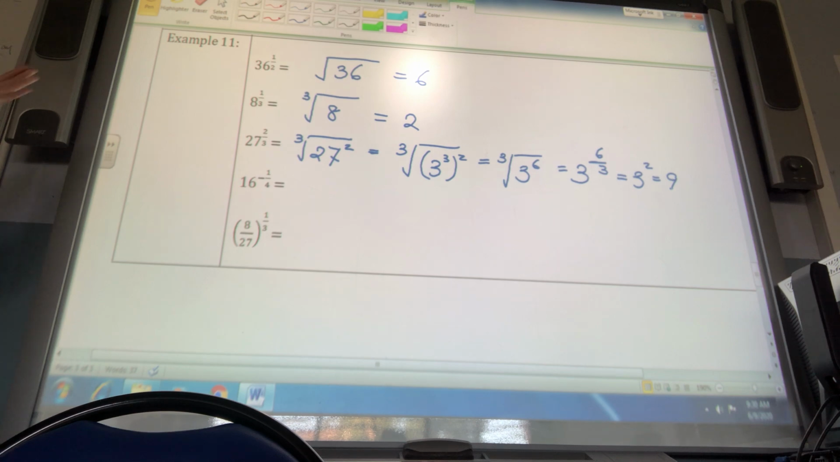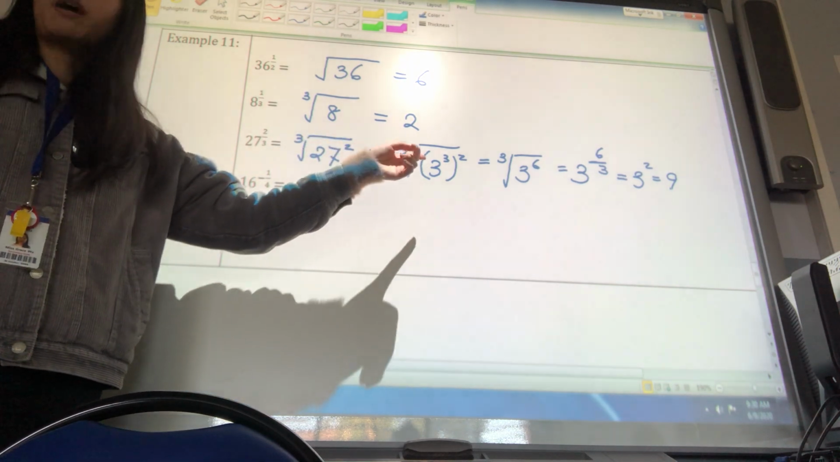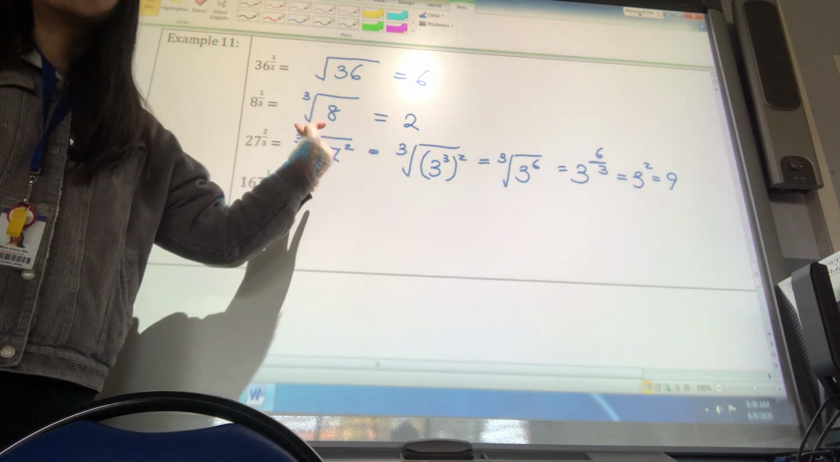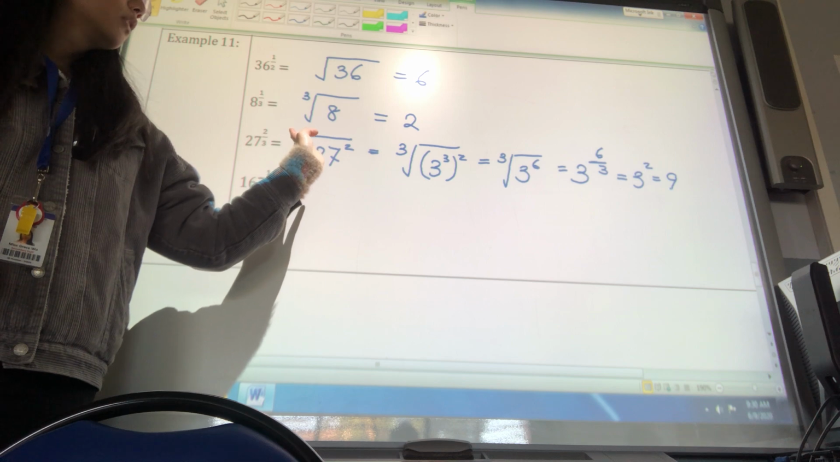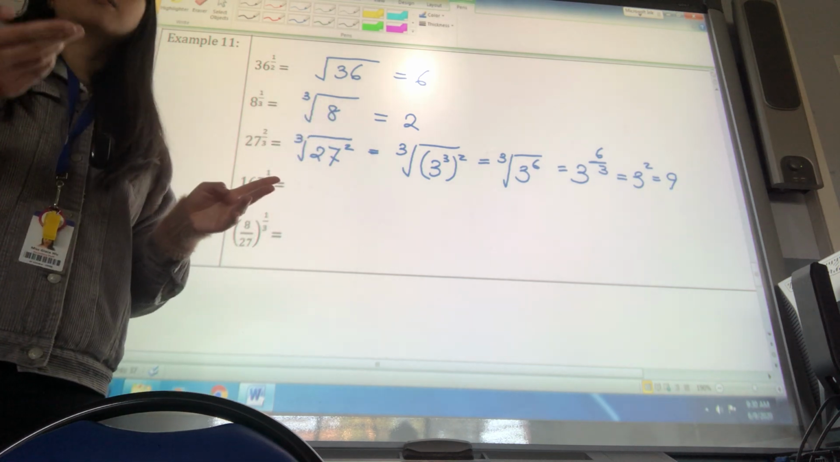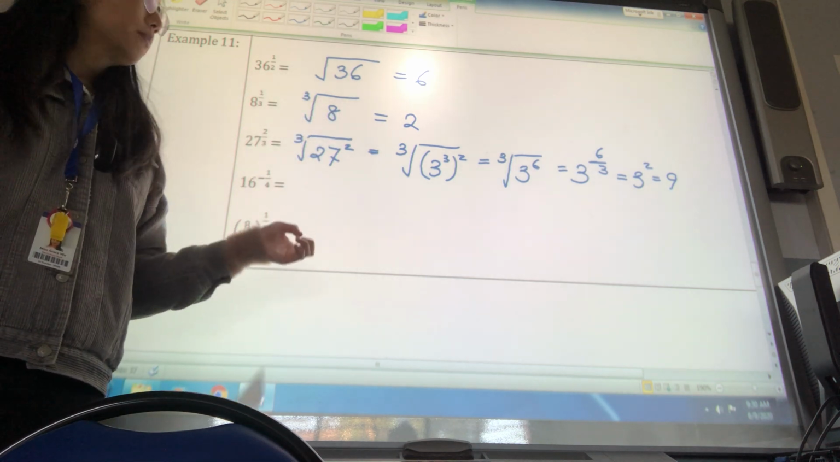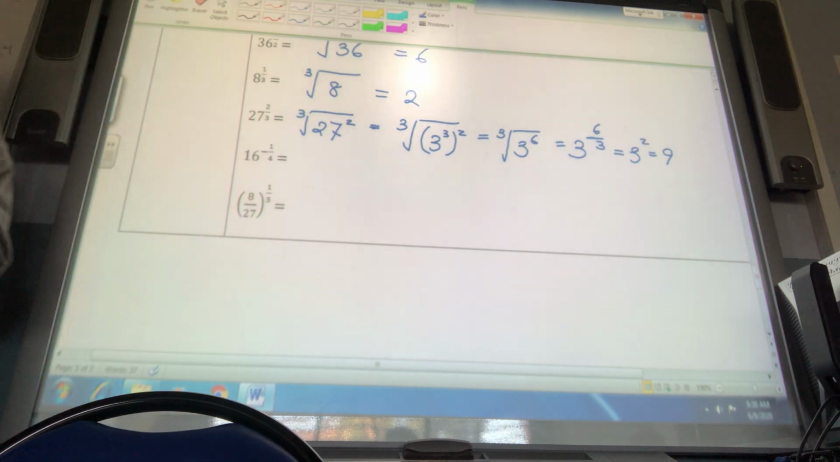Does anyone want me to re-explain any part of this? Yes? Here, 3 to the power 3, that's just equal to 27. What do you get the 3 from? Because I can only rewrite 27 as 3 to the power 3. You can just think, 2 to the power something, can it be 27? Impossible. So go up to 3. 3 to the power 3 is 27. Sometimes it takes a few tries. Alright. Can I move on?